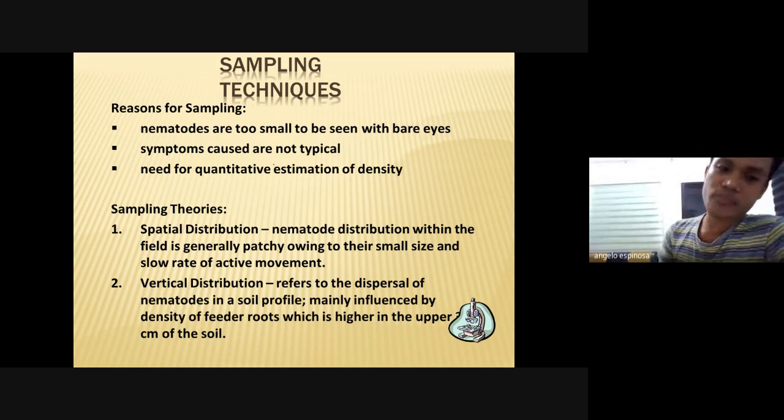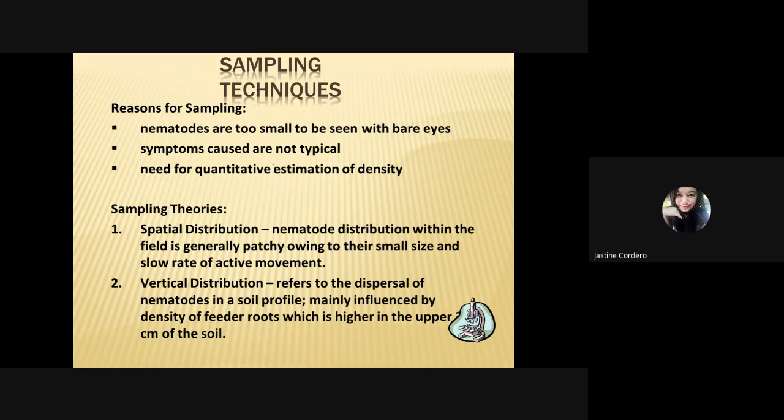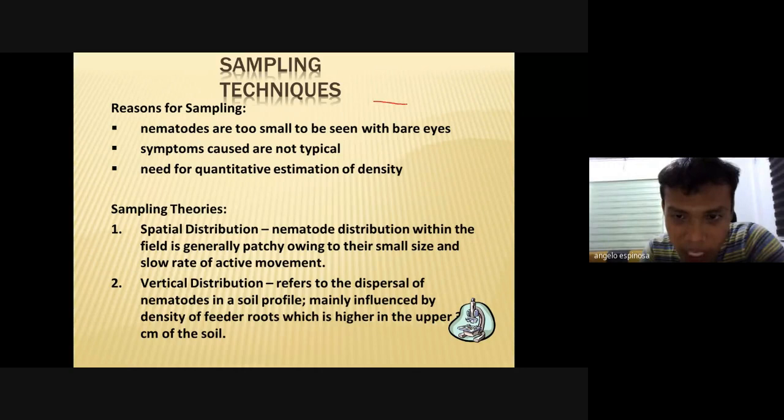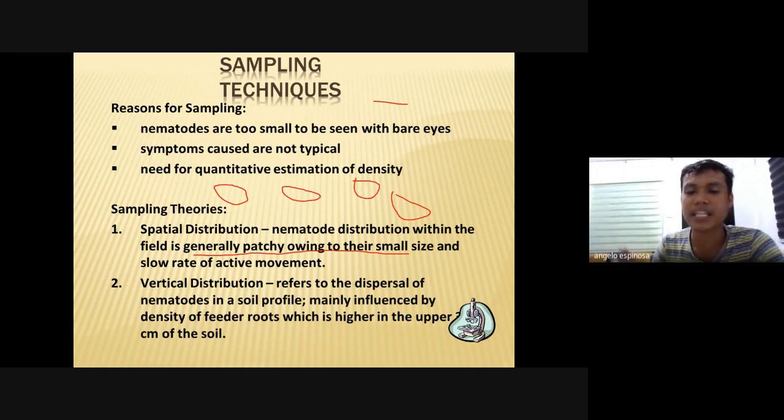We have spatial distribution. Nematode distribution within the field is generally patchy owing to their small size and slow rate of active movement. Yun. Ano ibig sabihin? Generally patchy owing to their small size. Ibig sabihin, dito meron, ganyan. Patchy-patchy lang siya, kalat-kalat, maliit lang siya. And slow rate of active movement. Inahinay din, dumadami sila.